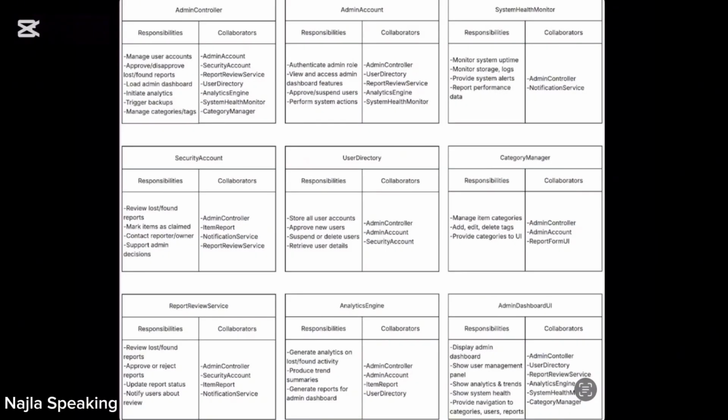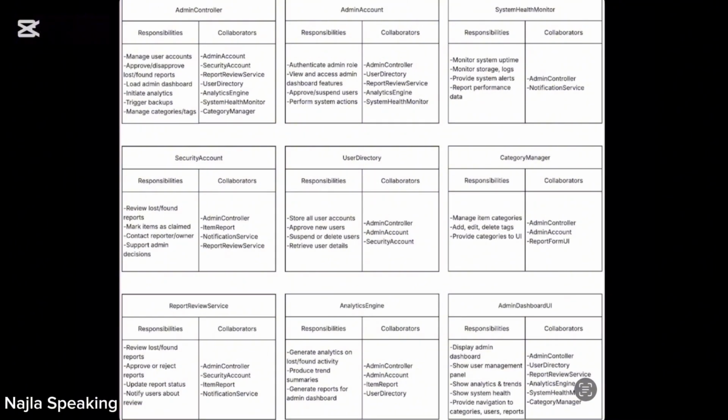These are the CRC cards for use case 2. There are 9 of them, and just like the other CRC cards, each one has responsibilities and collaborators. Collaborators are the other cards that you see. For example, admin controller has admin account as a collaborator, and vice versa. Admin account has the admin controller as a collaborator, and that's how they are connected.